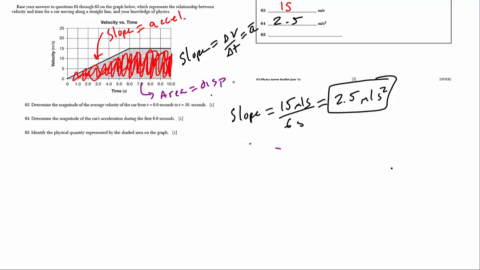We'd accept distance, and we'd even accept writing words like, the car, this is how far the car traveled. So you didn't need to remember the word displacement. You could have written distance, and it would have been fine.